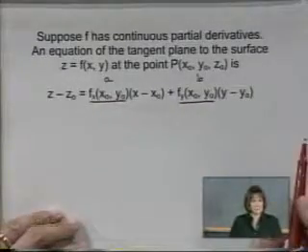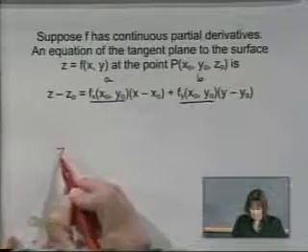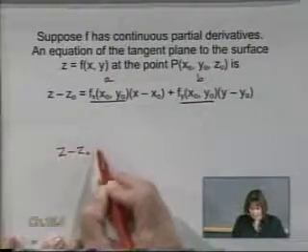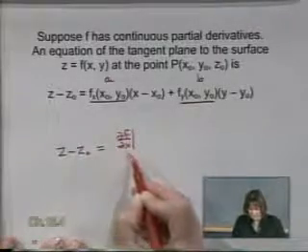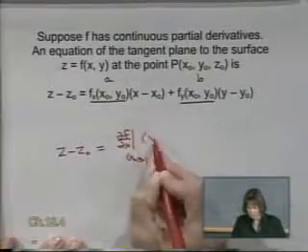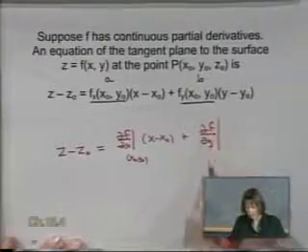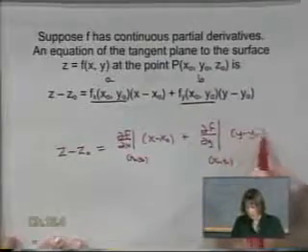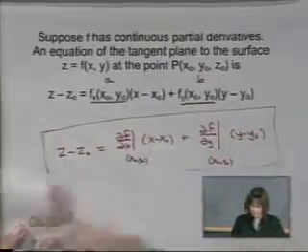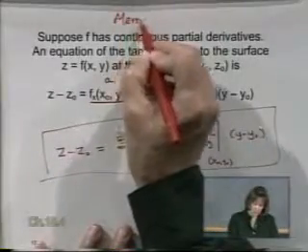That's all it is. So if you have to get the equation for the tangent plane, notice what it is. It's z minus z naught equals the partial of f with respect to x evaluated at your particular point, times x minus x naught, plus the partial of f with respect to y evaluated at x naught, y naught, times y minus y naught. And that's the equation for your tangent plane. This you should memorize.